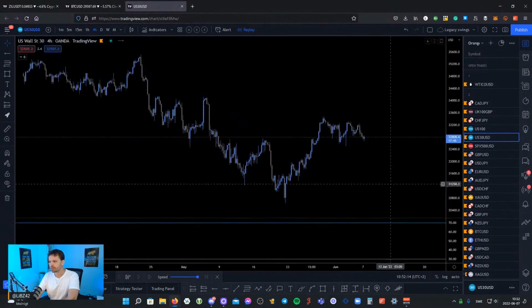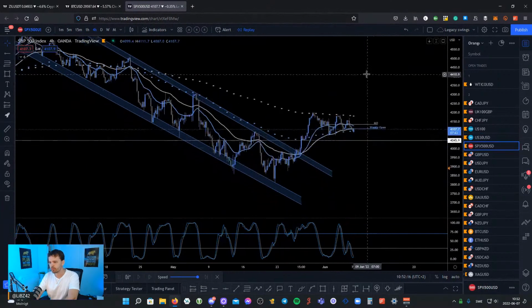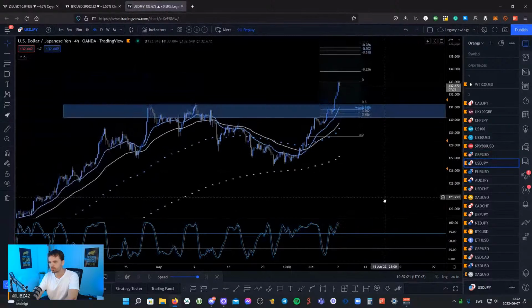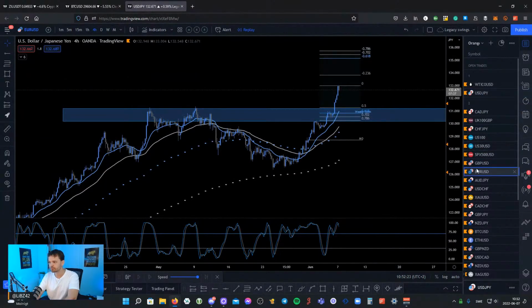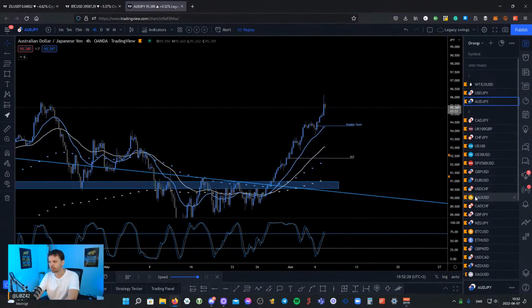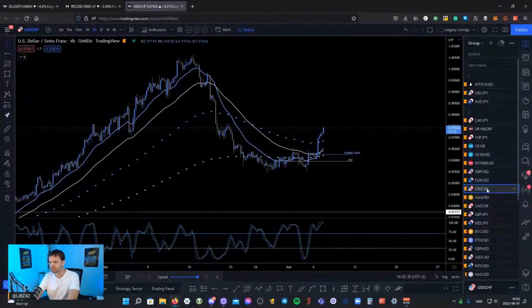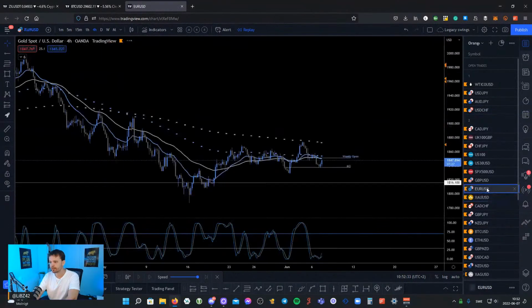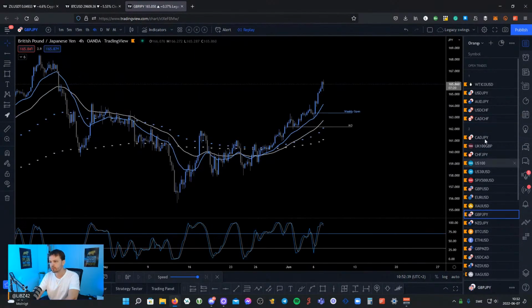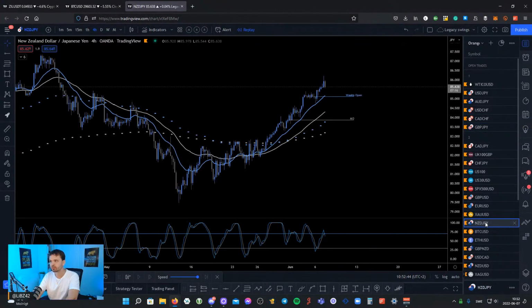US 100, nothing. US 30, nothing. S&P 500 is nothing. GBP USD, nope. USD JPY, yes, that's a 1. Euro USD, nothing. AUD JPY, that's also a 1. USD CHF is also a 1. Gold, nothing. CAD CHF is perhaps a 1. GBP JPY is a 1. JPY pairs are so nice. The trending, just when they start to trend, is just perfect.